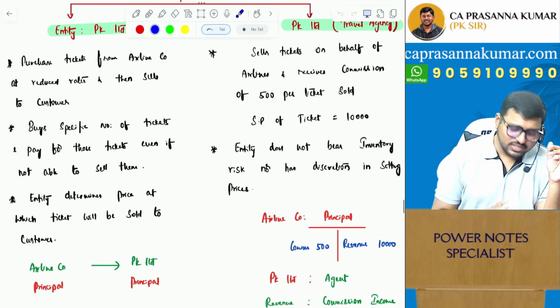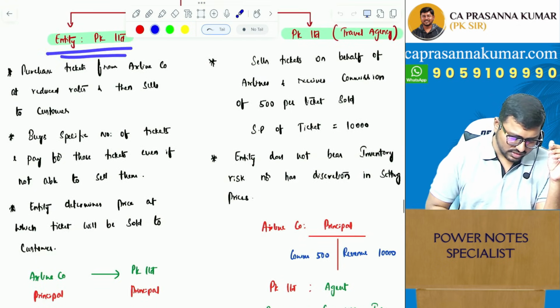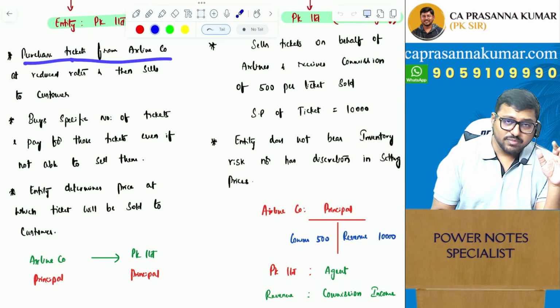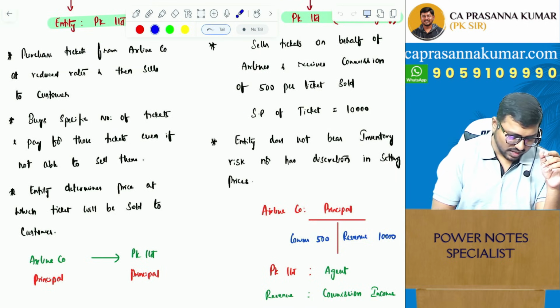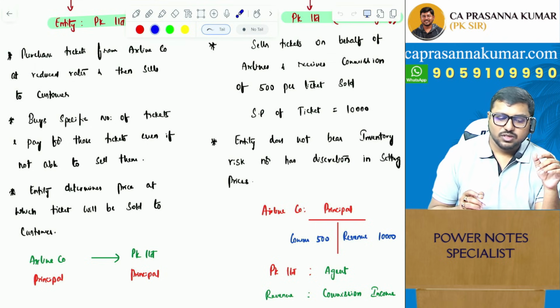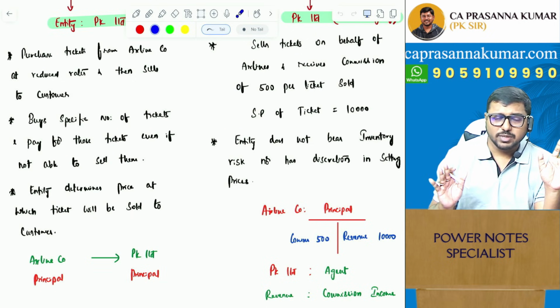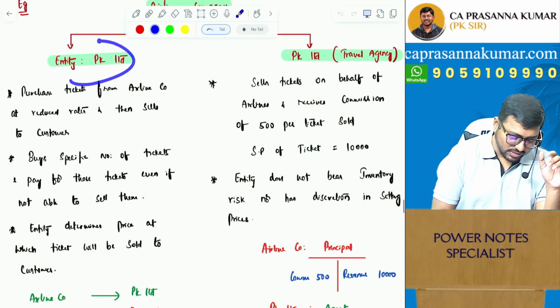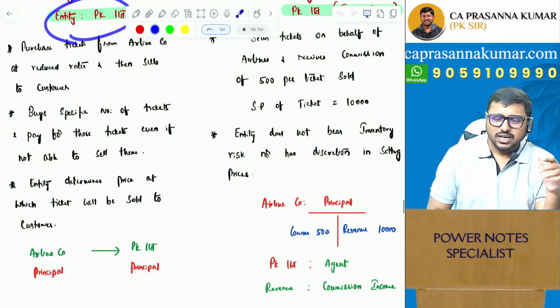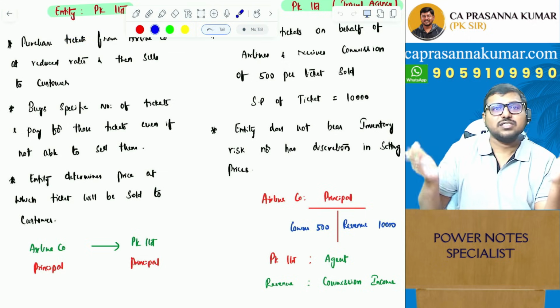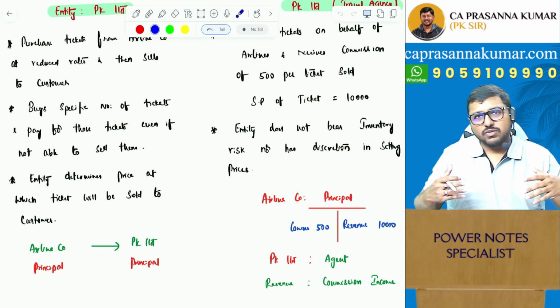Now, this is interesting. See here. In this case, if you look at PK Limited, what is happening? PK Limited purchases tickets from the airline company in bulk at reduced rates. You understand the point? Like for example, 1,000 tickets, 10,000 tickets, whatever the quantity as the case may be. First, PK Limited will buy it from the respective airline company, Indigo or whatever it is, and then it will sell at its discretionary prices, whatever price it feels like.